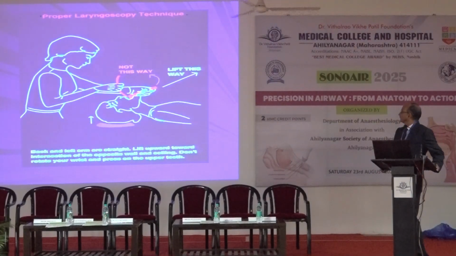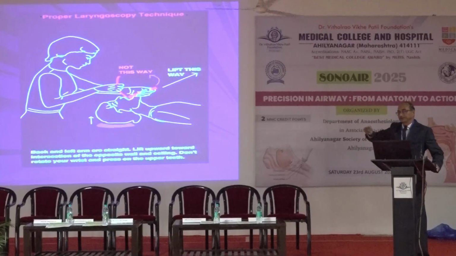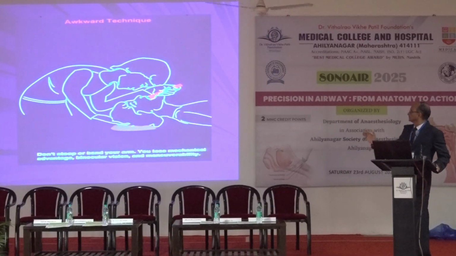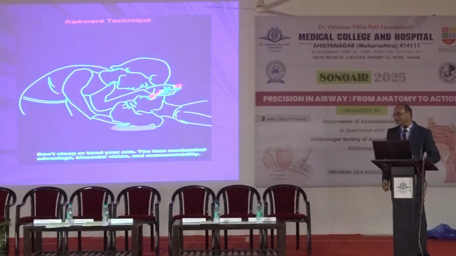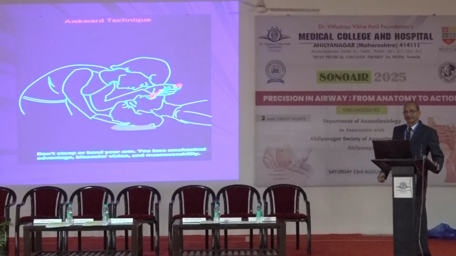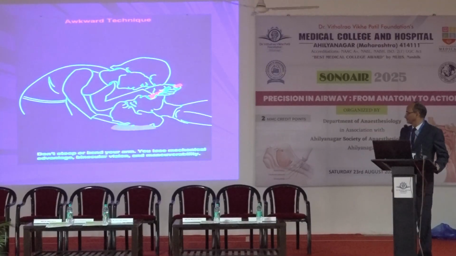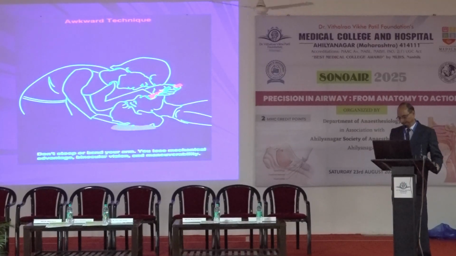This is showing you the proper laryngoscopic technique. You have to lift the tongue forward, the laryngoscope should be taken forwards and upwards, not right upwards. It should be forwards and upwards. Now this is an awkward technique. Most of the time you find some anesthesiologists looking into the mouth. You should not bend that low. Stay straight. Don't stoop or bend your arm. You lose the mechanical advantage, the binocular vision and the maneuverability. This is an awkward position.